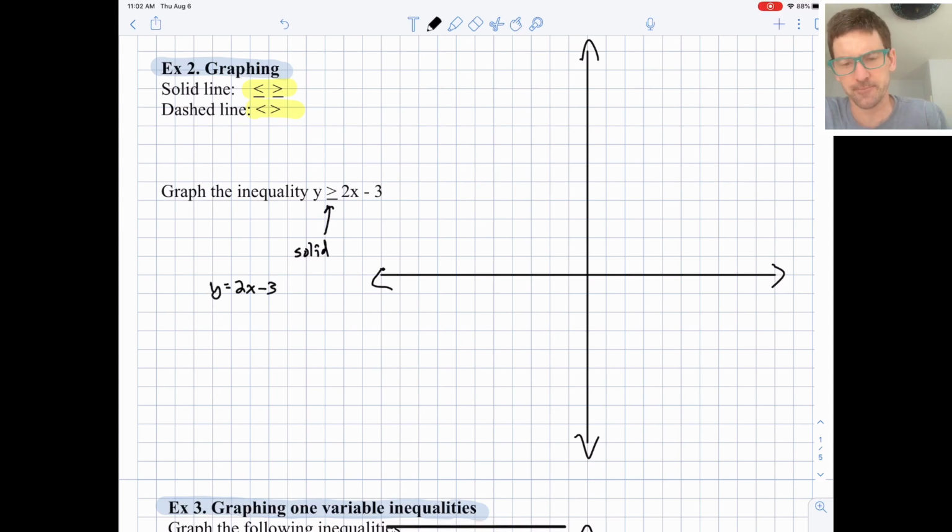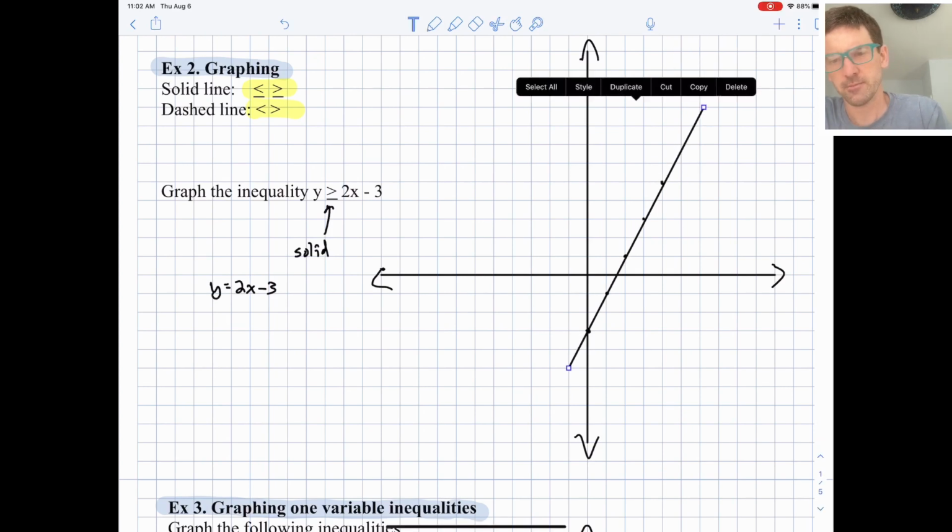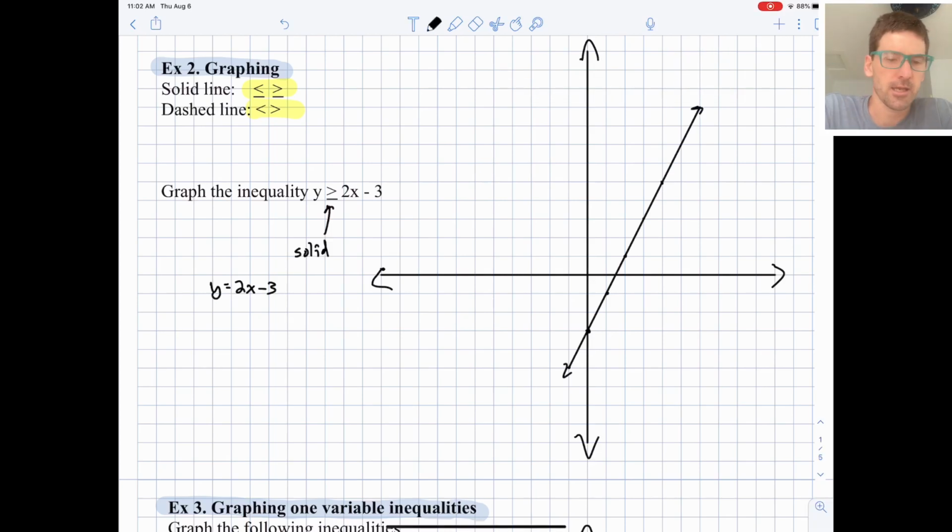So let's go ahead and do that. Y-intercept of negative 3 and a slope of 2, up 2 over 1. And we can go in the other direction as well. Let's draw a nice solid line there. And I'm going to try to get mine to fit there a little better. Okay, cool. And now we have the boundary of our inequality graphed. We need to pick a side to shade.